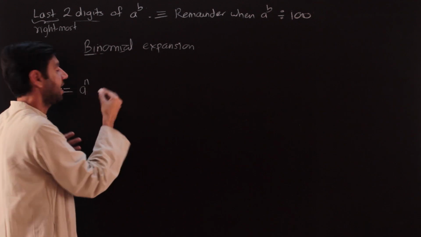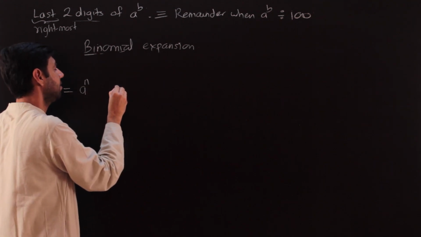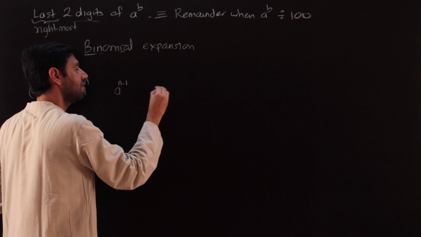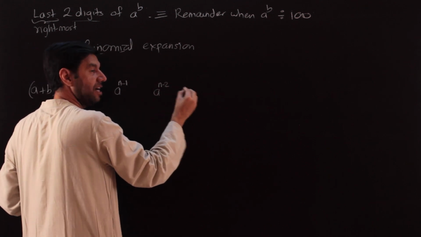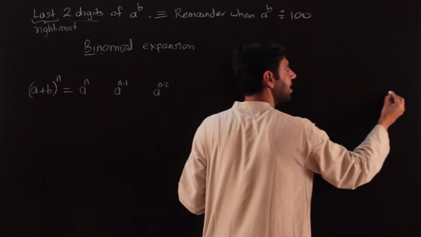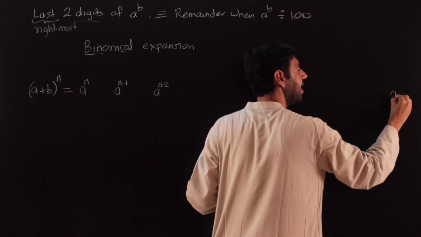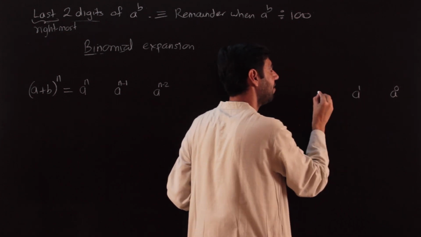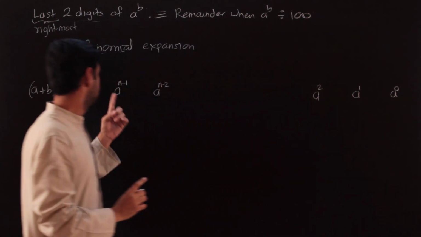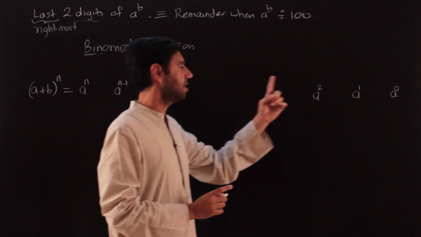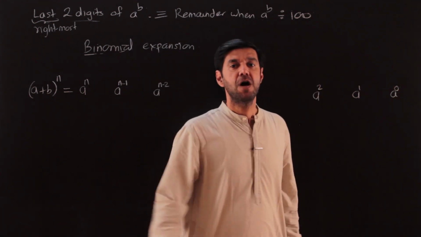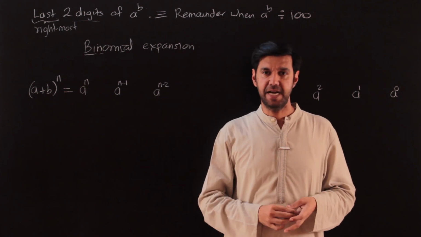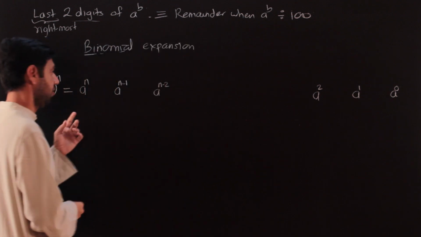The powers of a will keep reducing. So the next one is going to be a raised to n minus 1, and the next one is a raised to n minus 2, and it will keep reducing till the end, where it reaches a raised to 0. The one just before the end is a raised to 1, the one before it is a raised to 2. So n minus 1, n minus 2, n minus 3 and so on till 2, 1, 0. So from 0 to n, there are going to be n plus 1 terms. That itself becomes one of the properties of binomial.